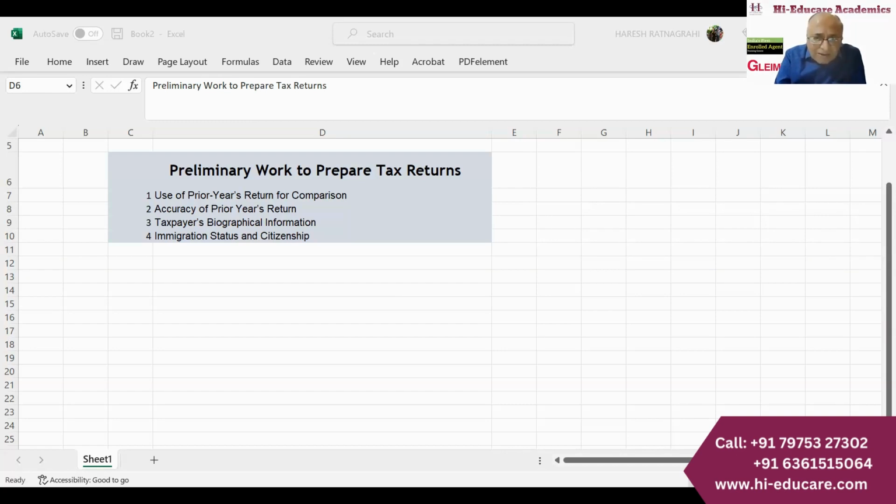So a tax return transcript is generally available for the current and the past 3 years basically. So obviously if you get it for at least the last year, that is sufficient. But if you get it for the last 3 years, definitely this will be helpful, because this is preliminary work. This is exactly what you require before you prepare the tax return.